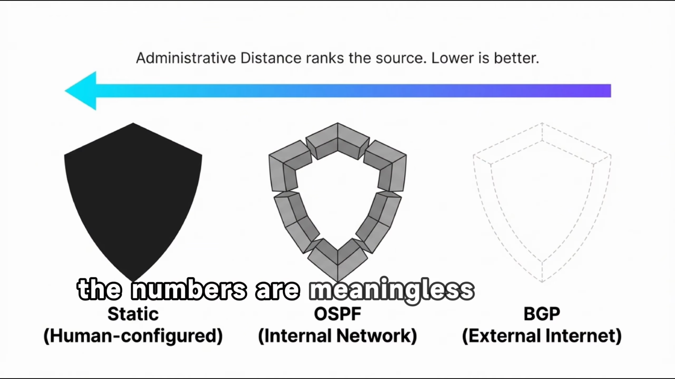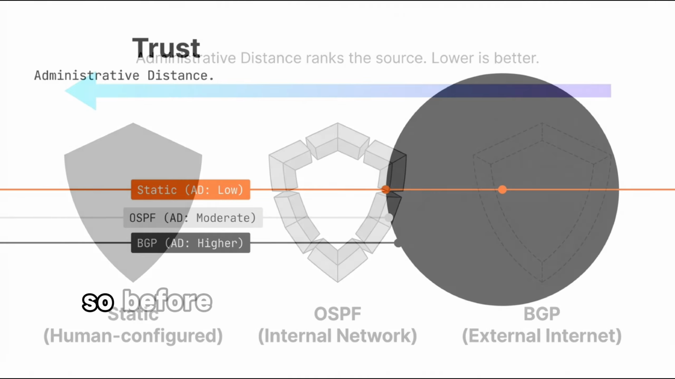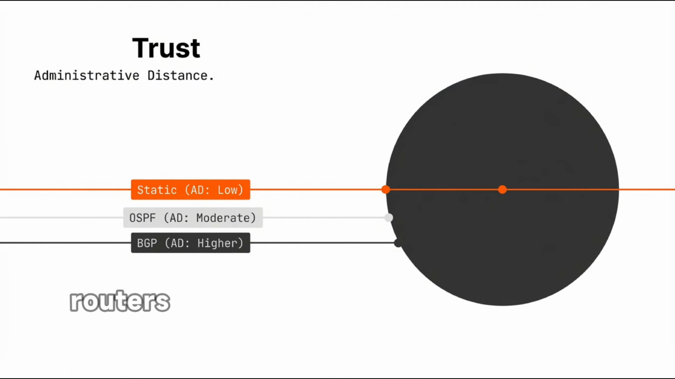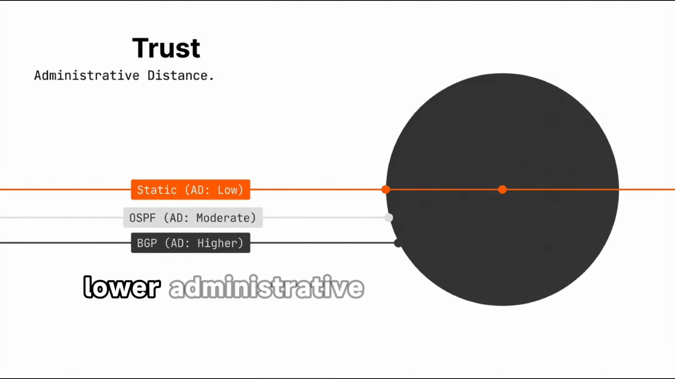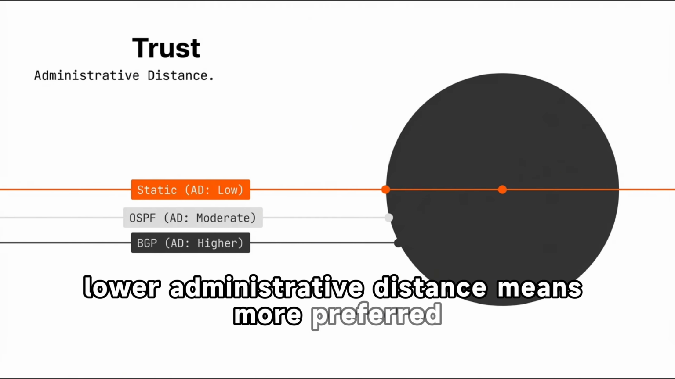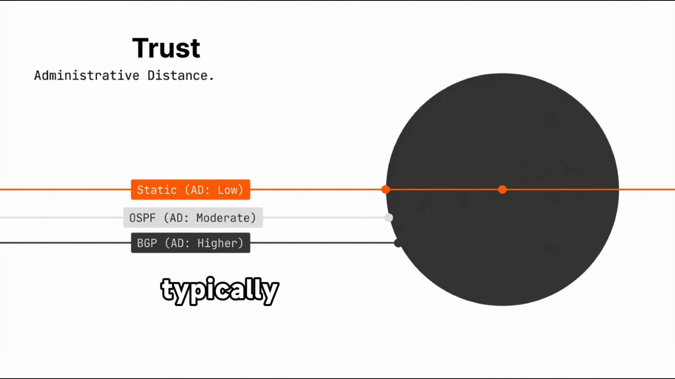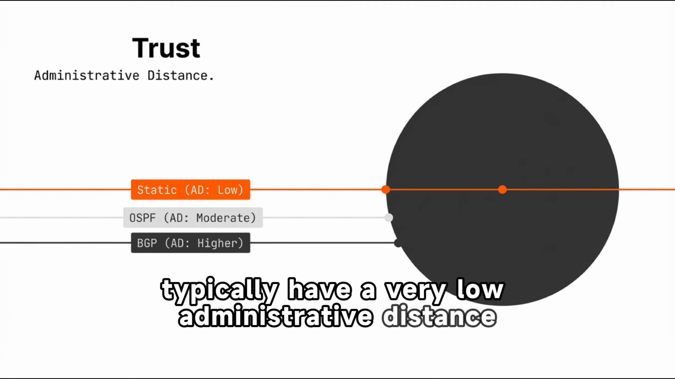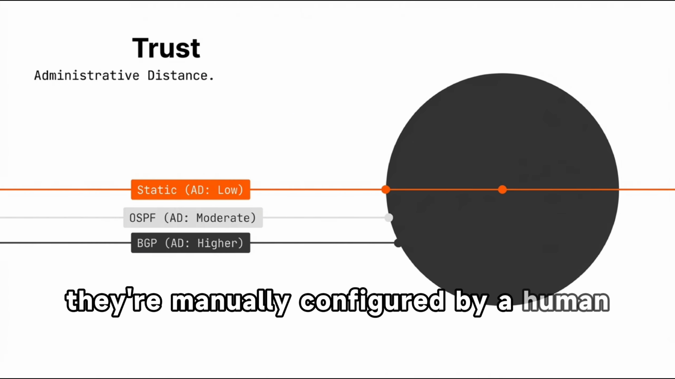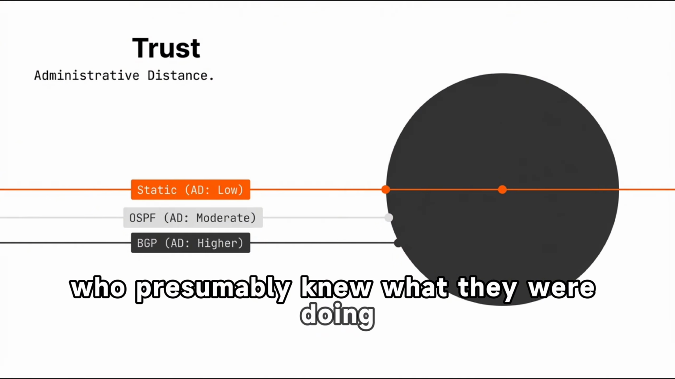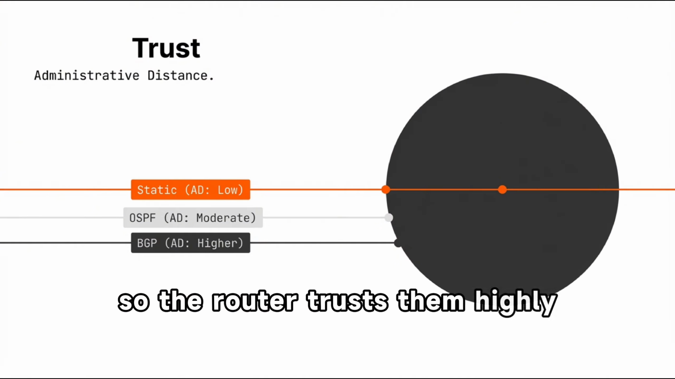The numbers are meaningless relative to each other. So before metrics are even compared, routers apply a higher-level preference called administrative distance, a number that ranks the trustworthiness and preference of the route's source. Lower administrative distance means more preferred. Static routes typically have a very low administrative distance. They're manually configured by a human who presumably knew what they were doing, so the router trusts them highly.